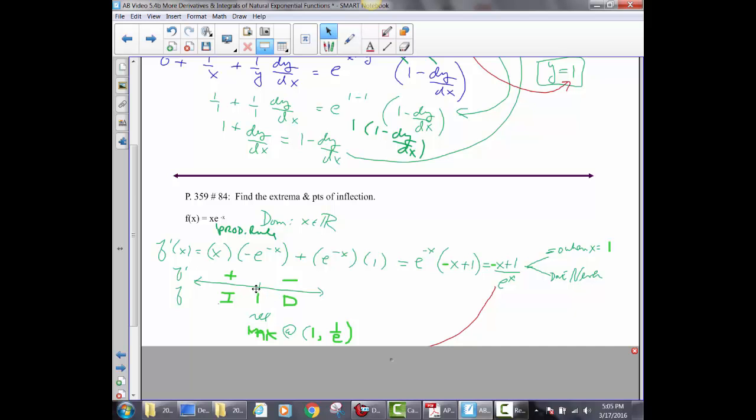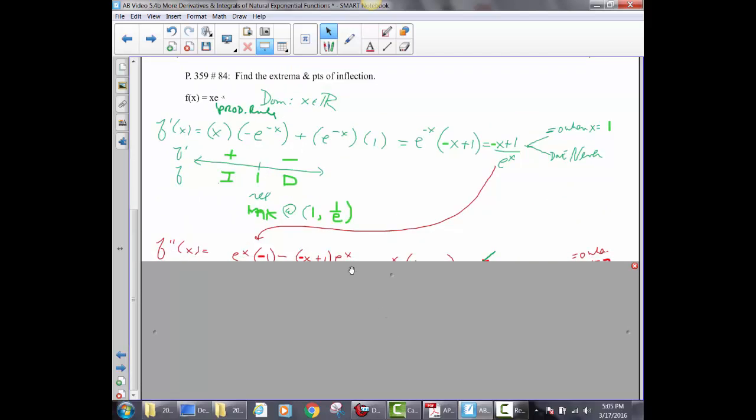And now we're going to have concave up, concave down. Well, if I plug in a number, first of all, e to any power is going to be positive. Remember, a positive to any power. So it all has to do with the numerator. If I plug in, let's say 0, I'll have 0 plus 1 is positive. Whereas if I plug in 2, I'll have negative 2 plus 1 is negative.